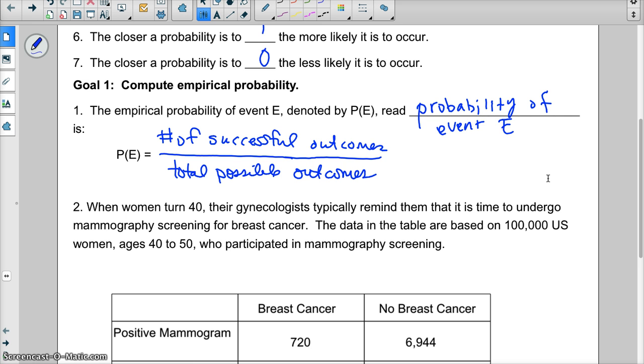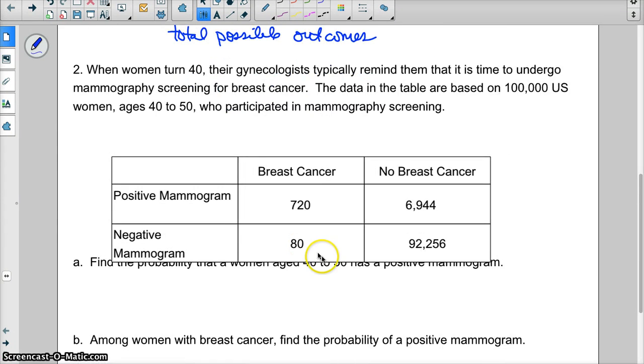Okay? So when women turn 40, their gynecologists typically remind them that it's time to undergo a mammography screening for breast cancer. So this is real stuff. When you all are 40, or maybe approaching that age, your gynecologist, that's your female doctor, may suggest that you start having a mammogram even earlier. The data in this table are based on 100,000 U.S. women ages 40 to 50 who participated in a mammogram screening.